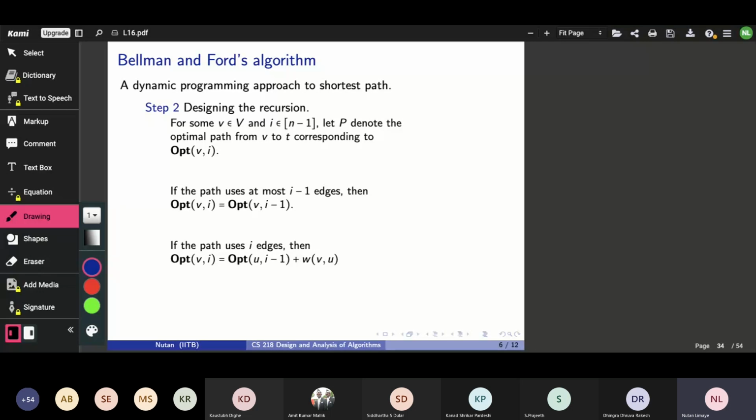Then the opt of v comma i will be opt of u comma i minus 1 comma w of v u. Okay. Many times students make this mistake when they write the recursion that they forget a term like this.